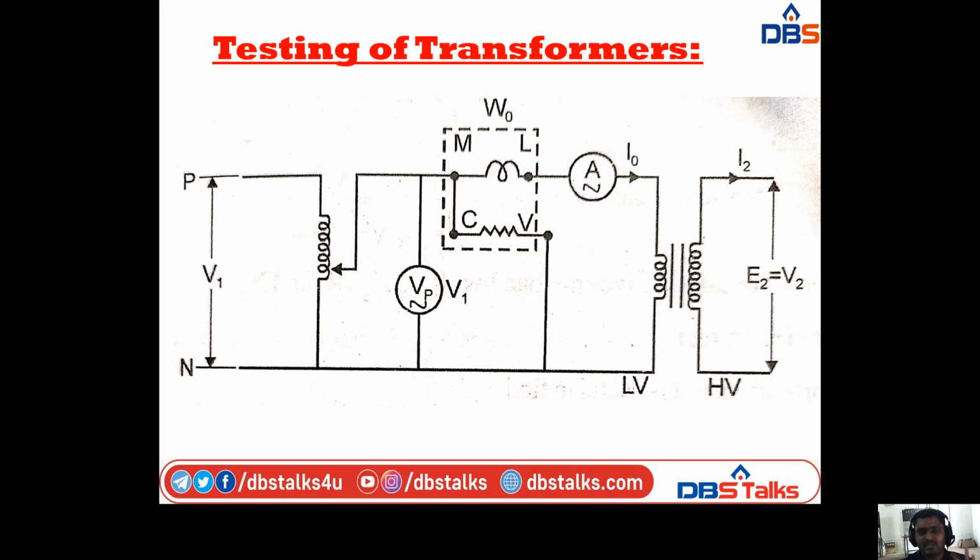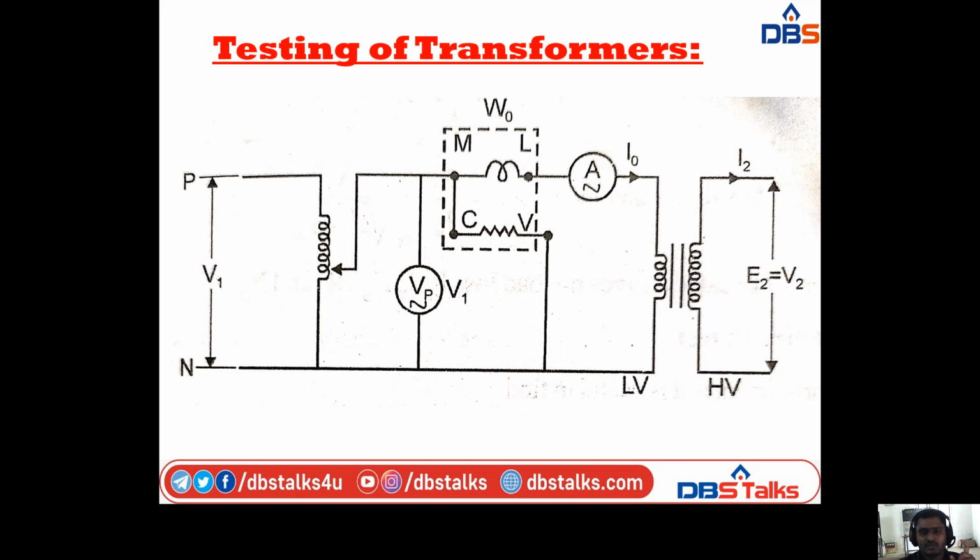One is M, that is main, another is L, that is line, C is common, and V is for voltage. So these are the four terminals we have for the wattmeter. This is indicated with W naught. By using the voltmeter, we have to determine the voltage reading, that is V1, by using the ammeter we have to calculate I naught, and by using the wattmeter we have to calculate W naught.